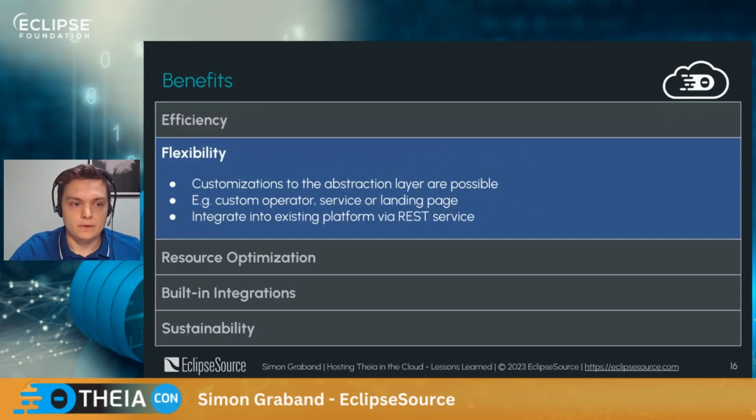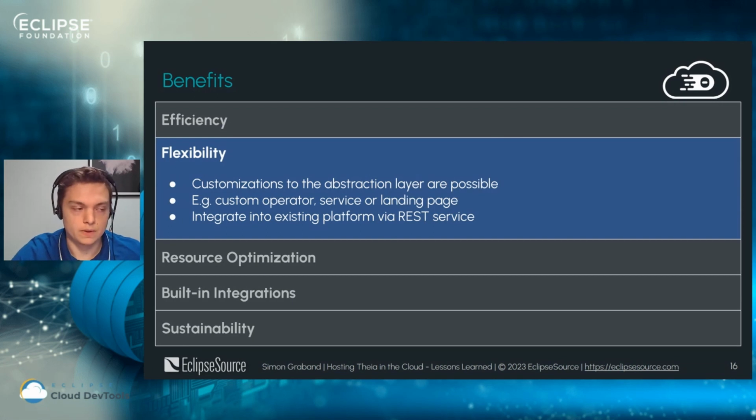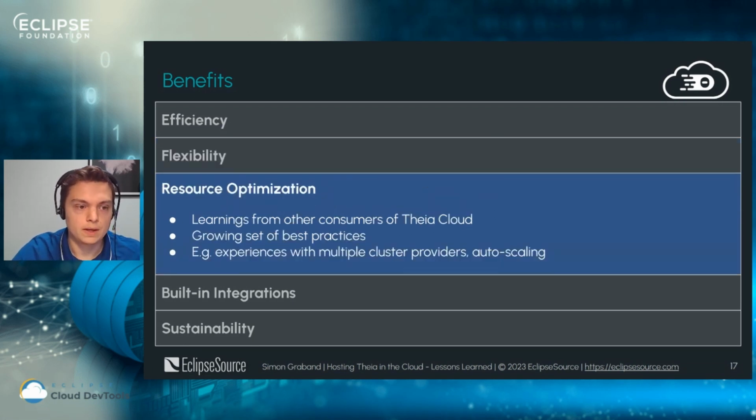Second of all, you still have great flexibility because there are customizations to this abstraction layer possible. So for example, you can just use a custom operator service or landing page or whatever. And you can also integrate this into your existing platform by just using the REST service. So you don't even need to switch your platform, for example, if you don't want to do that.